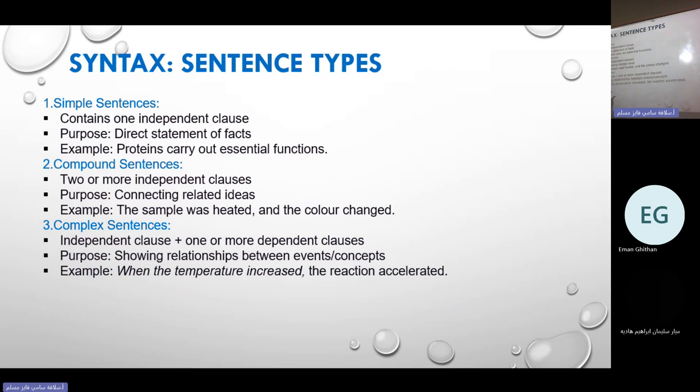Okay? Example: When the temperature increased, the reaction accelerated. Where is the dependent clause? When the temperature increased. The reaction accelerated is an independent clause. Another version: The reaction accelerated when the temperature increased.